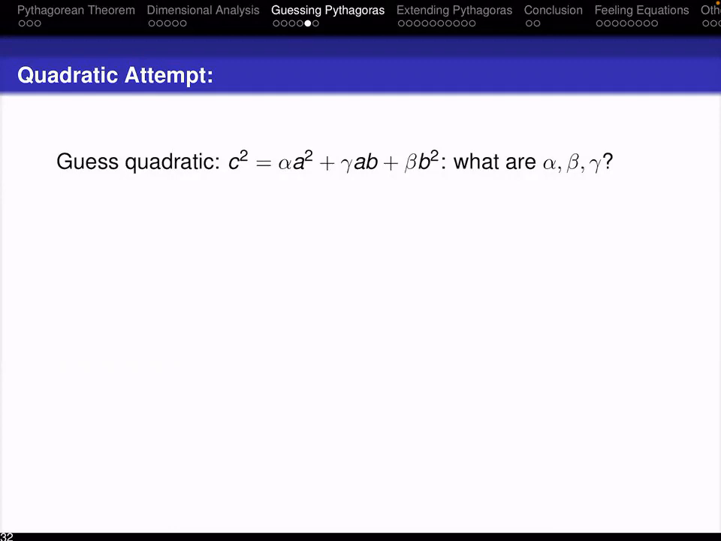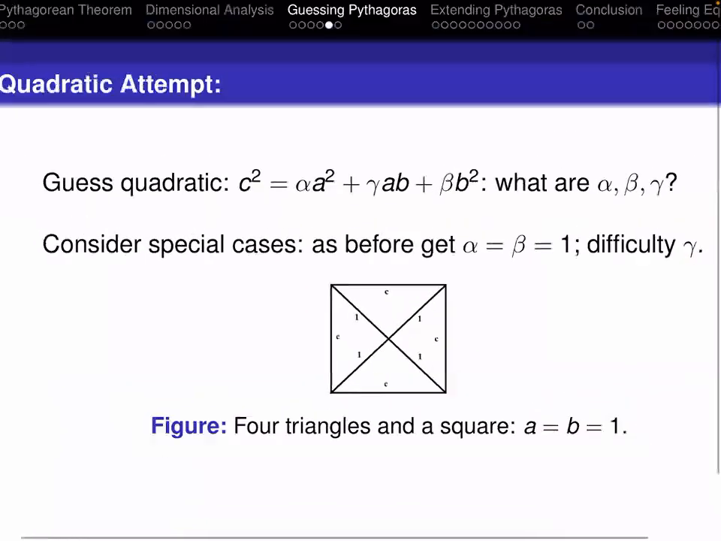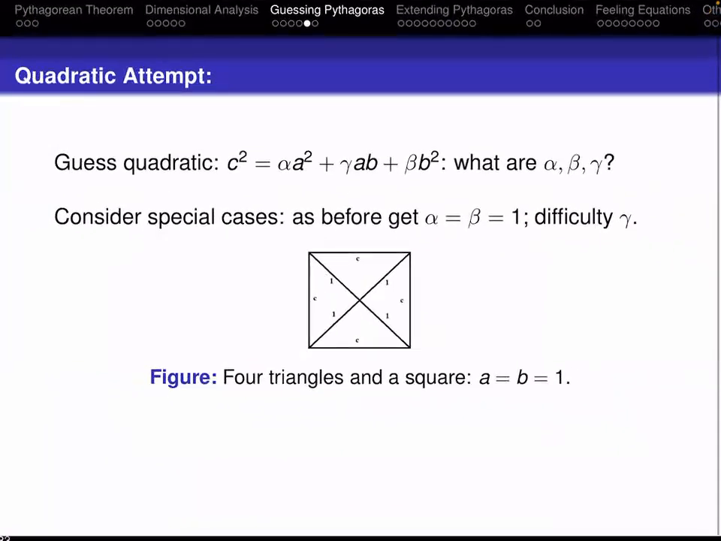So what we could do is look at the same thing of just taking really thin triangles again. And if we take really thin triangles, we'll again get alpha equals beta equals 1. The difficulty is gamma. So now we can take, again, isosceles right triangles, 1, 1, and C. And we can try to figure out, could this work? What would gamma be?